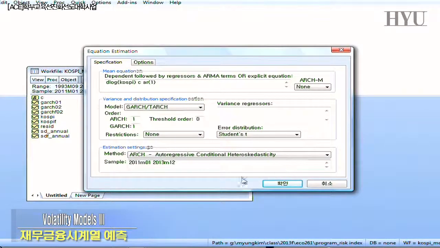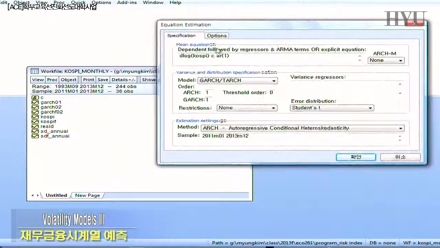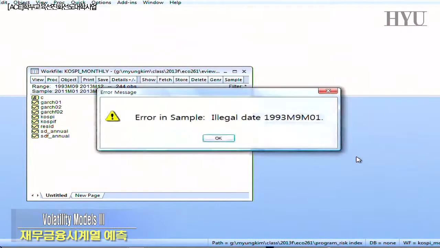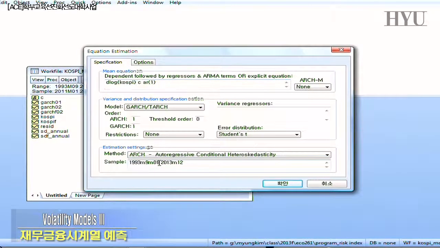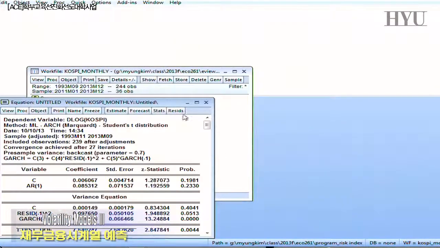So let's see if it works. But the sample is too short, right? So let's set it back to 1993 month. It says start from month 9, right? Here, month 9, right? What is mistyped here? Yeah, it should work. Okay.